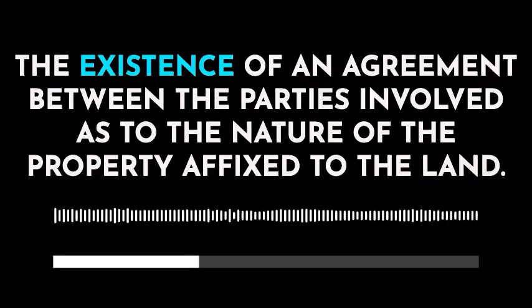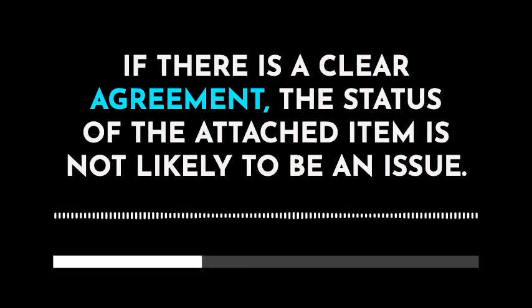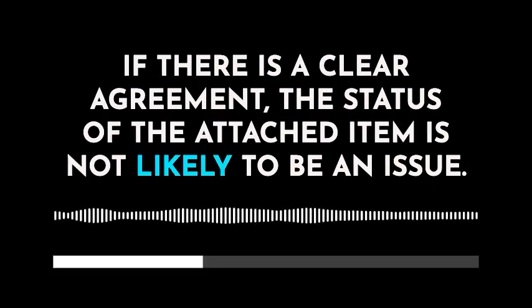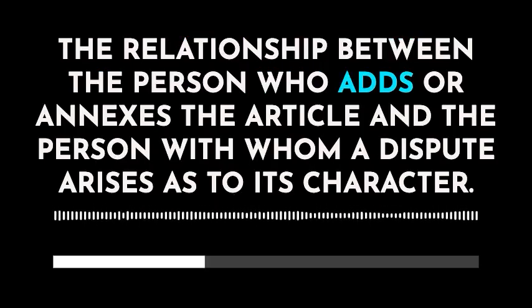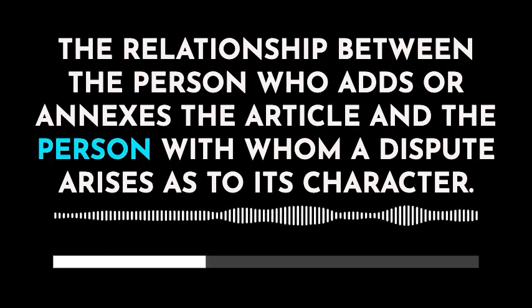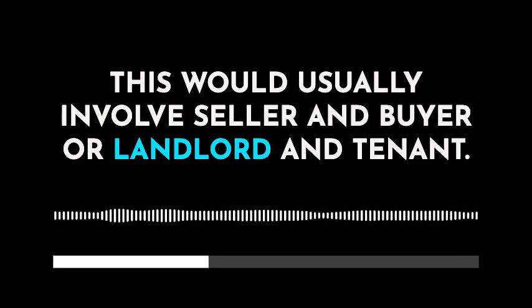4. The existence of an agreement between the parties involved as to the nature of the property affixed to the land. If there is a clear agreement, the status of the attached item is not likely to be an issue. 5. The relationship between the person who adds or annexes the article and the person with whom a dispute arises as to its character. This would usually involve seller and buyer or landlord and tenant.